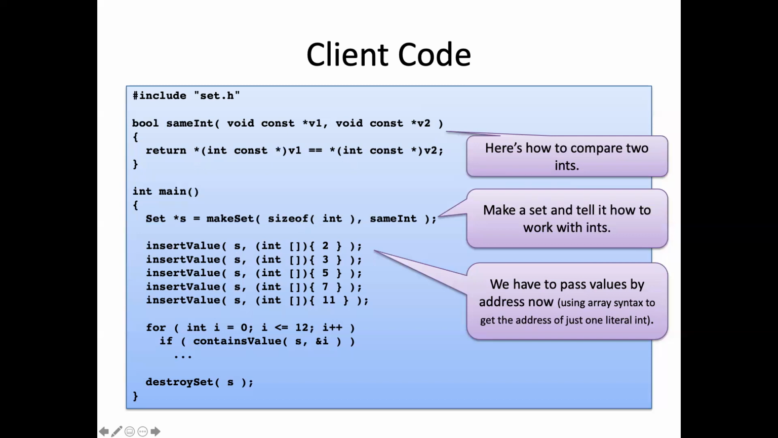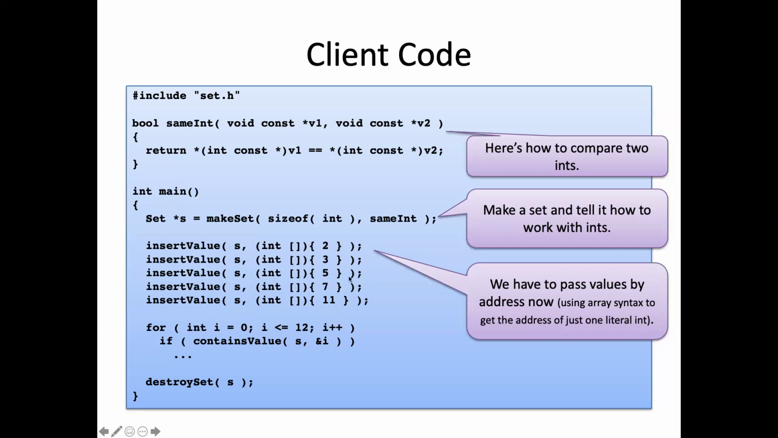This inserts values into the set. We didn't see the code for this, but to make this work as a generic data structure, instead of passing a copy of the value you want to put in the set, we have to pass a pointer to it. So this is kind of a sneaky trick to get a pointer to an int 2, a pointer to a 3, a pointer to a 5. I'm doing it by making an array that just contains 1 value, like this 5 here. But since it's an array, this evaluates to a pointer to its first item.